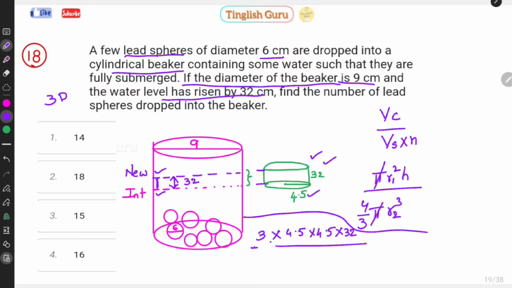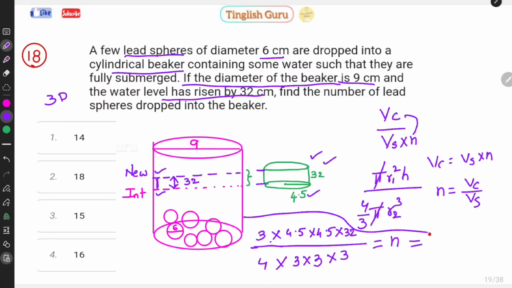Divided by, in the denominator we will have 4 into, what is the radius of the sphere? If the diameter is 6, the radius is equal to 3. So 4 r cube, so one more 3. Next, these two values will be equal. That means Vc is equal to Vs into n. Therefore the number of spheres is nothing but Vc by Vs. So this value is nothing but n.